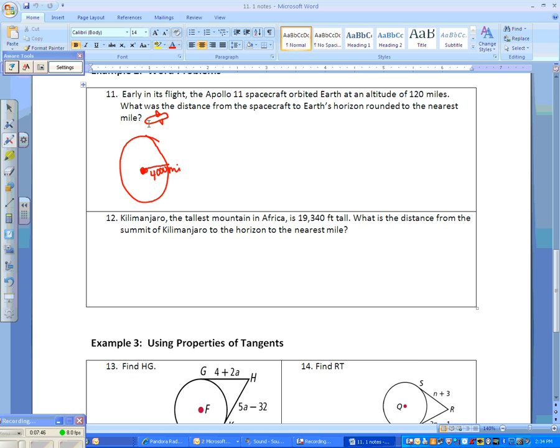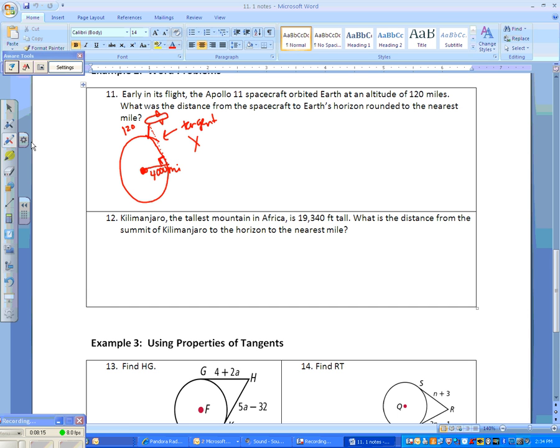And it says it has an altitude of 120 miles. So that means that that distance is 120 miles. And they want to know what was the distance from the spacecraft to the horizon. So we want to know what this is. That's a tangent line. And that's what we're looking for. So I'm going to call it X. And what did we just write down on another piece of paper? If the tangent line hits the radius, it's going to make a right angle.